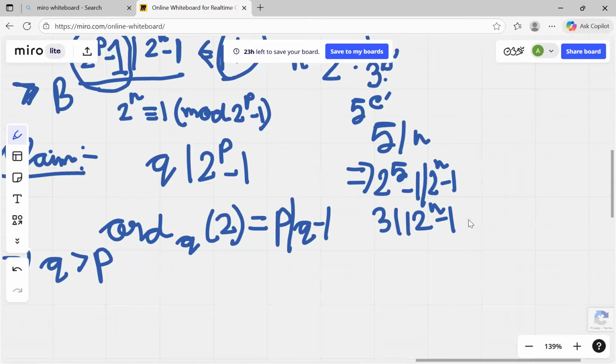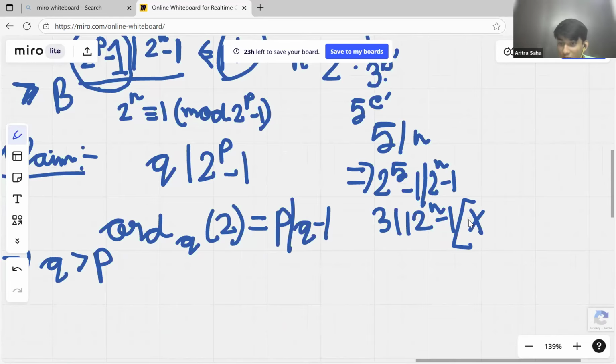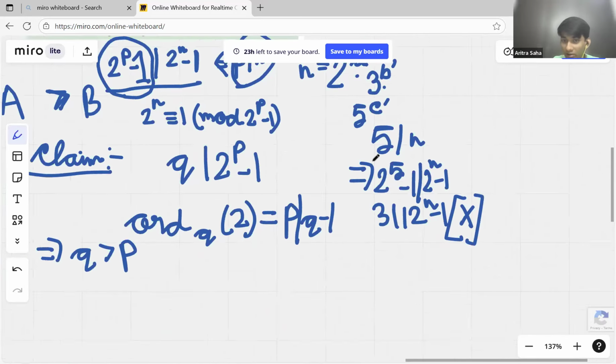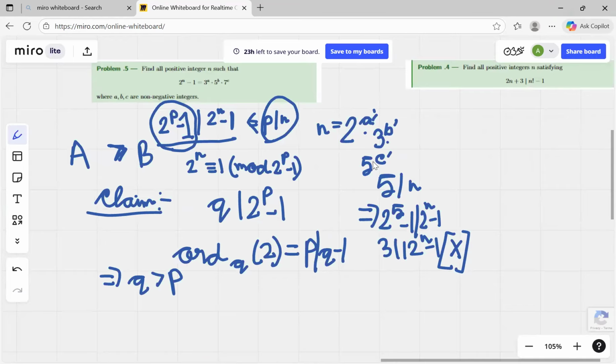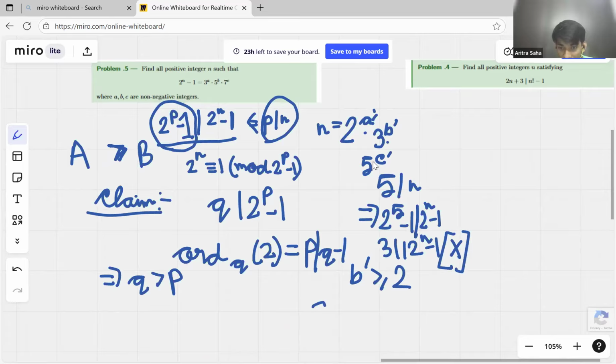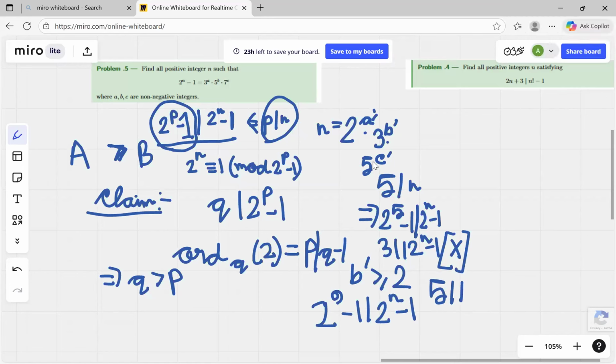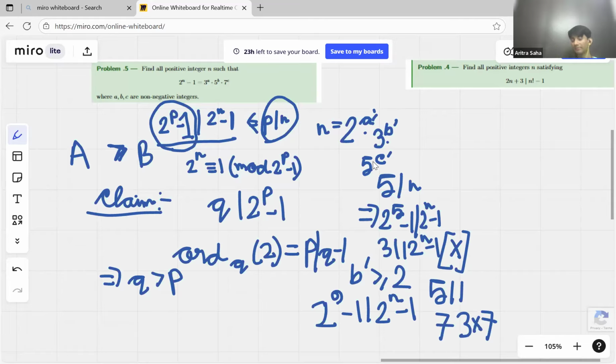So it has only 2 and 3. Now, use this idea to show that higher powers of 2 and 3 can't work. Like, 9 can't work, right? 3 squared can't work. Yes, if b dash is greater than or equal to 2, this can't work, because then 2 to the power 9 minus 1 will divide this thing. And 2 to the power 9 minus 1 is 511. What's the prime factorization of it? 7 divides it, right? Okay, 73 into 7. So 73 divides it. So this also can't work.